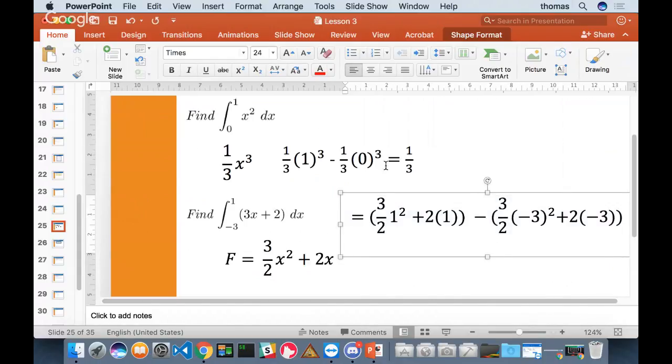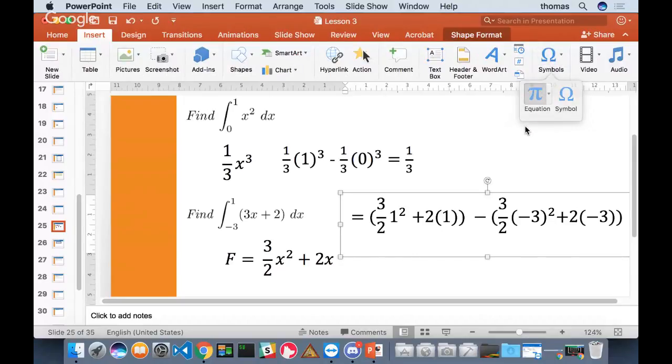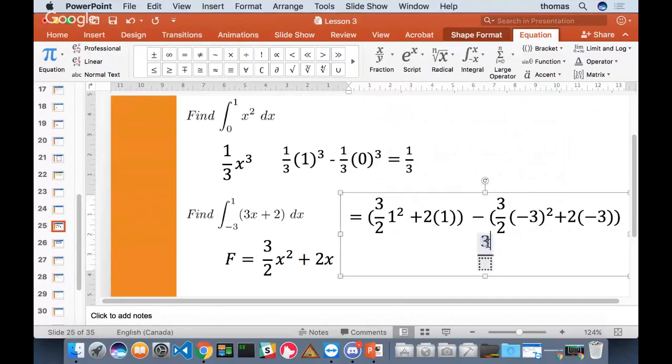Well, 3/2 times 1 is 3/2, right? Because 1 to the 2 is just 1. Plus 2, 3/2 plus 2. So that's this part. So let's just write this out. I'm going to go insert equation, and I'm going to put in 3/2, because 3/2 times 1 is just 1. I'm going to put a bracket here because I want to respect the brackets for now. We should respect the brackets, right? Plus 2. This is the first part.